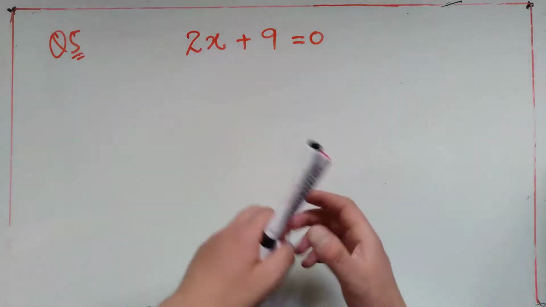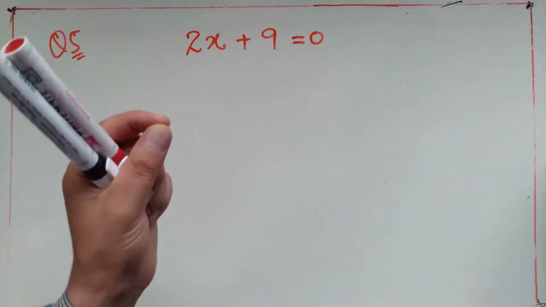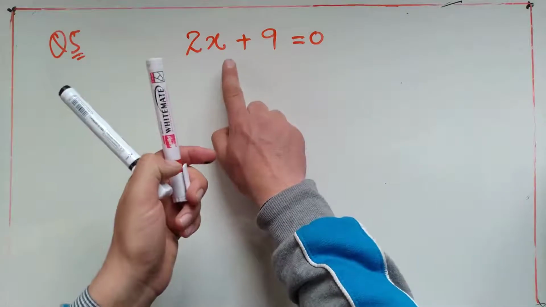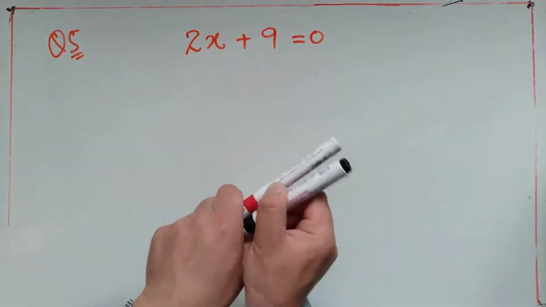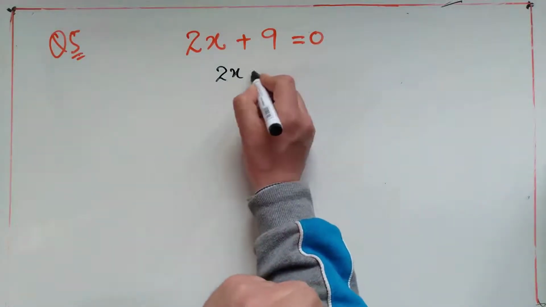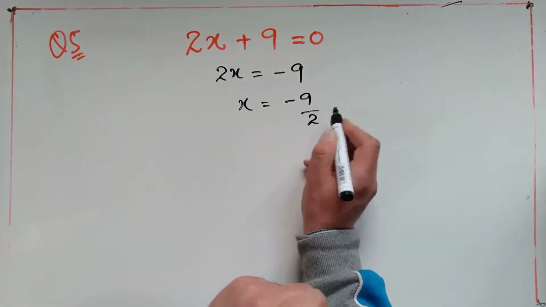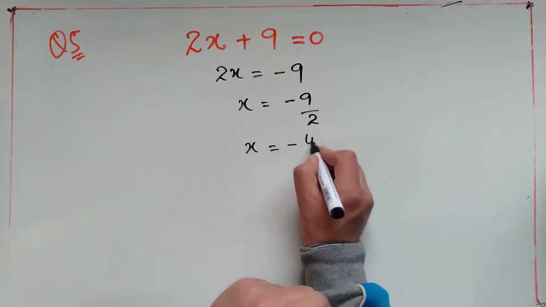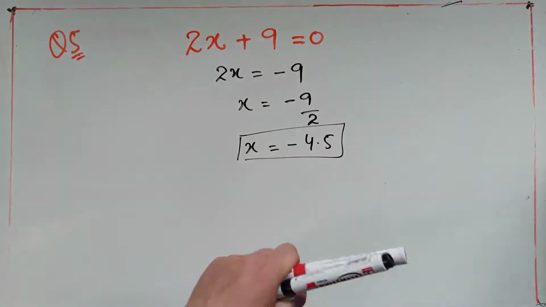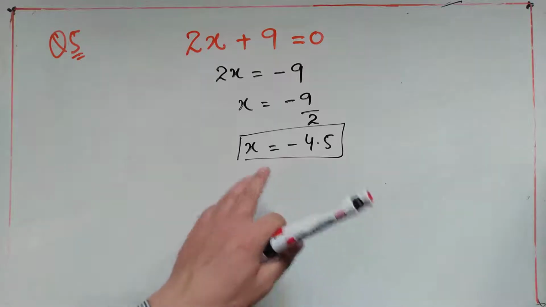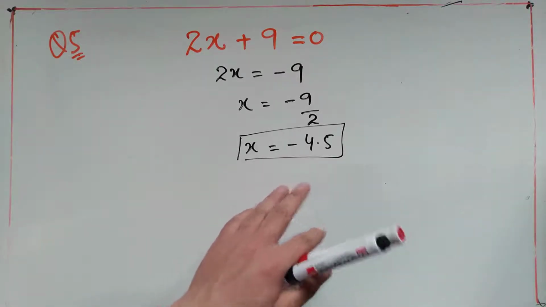Now, when you have to plot the graph for one variable, you know that a linear equation in one variable gives you a single point. So you will simplify this for x: 2x equals minus 9. It gives you x equals minus 9 by 2, which gives you x equals minus 4.5. So this is a single point that you are going to plot on your graph. So this will be called the representation of the linear equation in one variable.